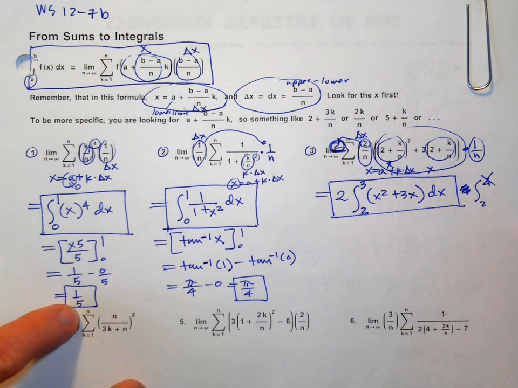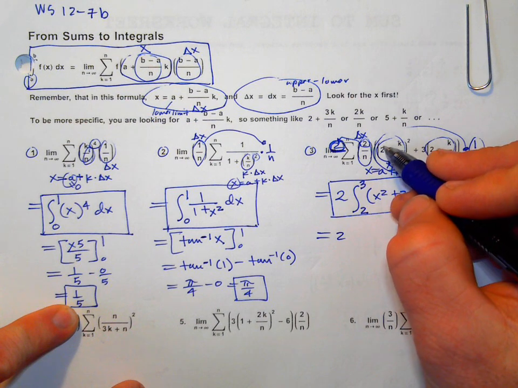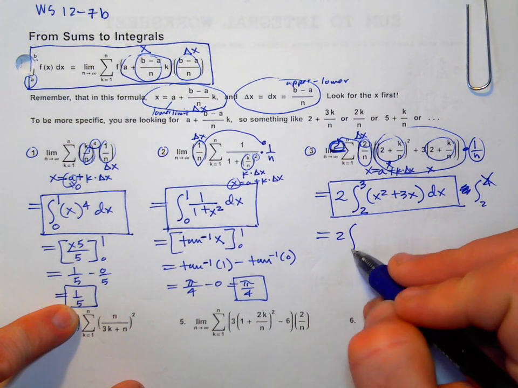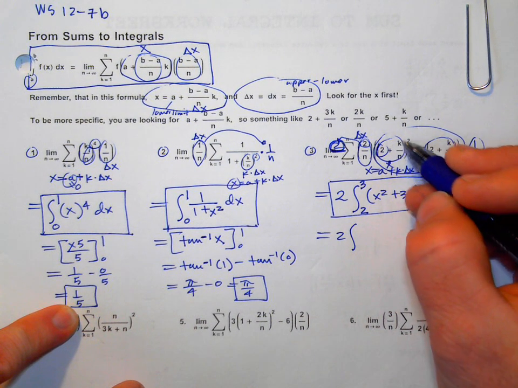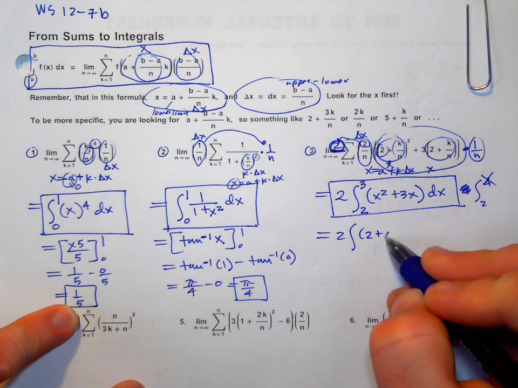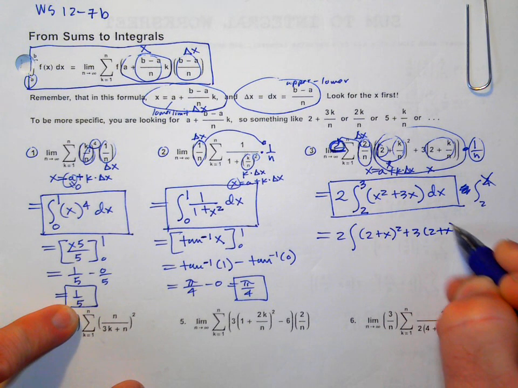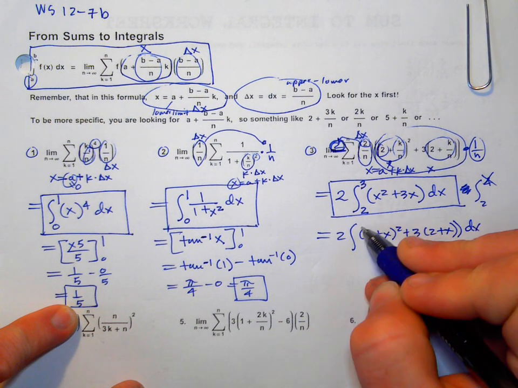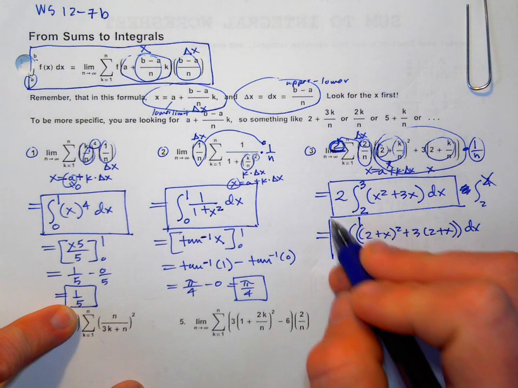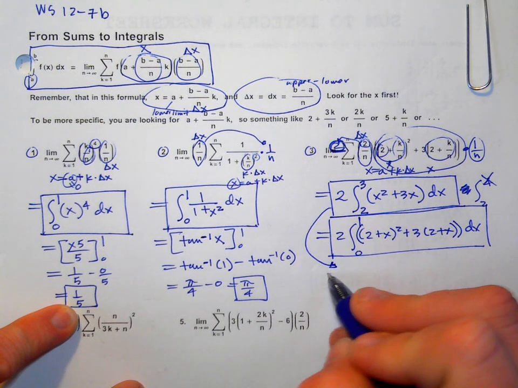Now, another way to think about it is to say, well, let's say that the 2 isn't really part of the x, which I don't think is great here. Like these guys, you could say, well, this is your x value. So then it could be (2 plus x) squared plus 3 times (2 plus x). I guess you could do it like this. And then your lower limit would be 0 and your upper limit would be 1. So this gives you the same thing, right? But the first one I think just makes more sense.